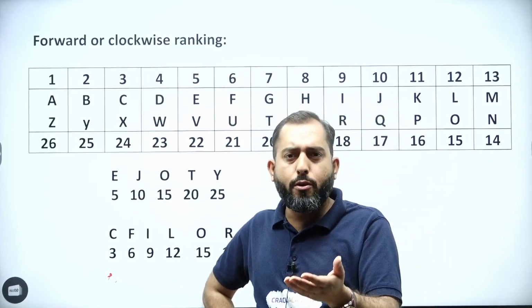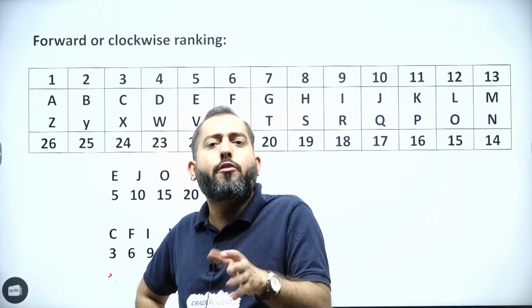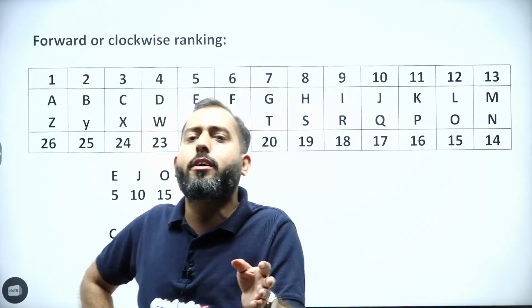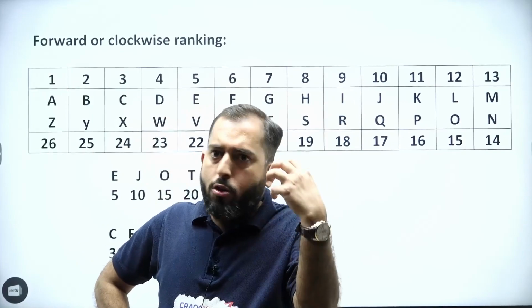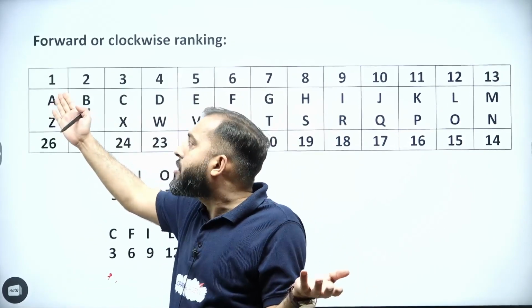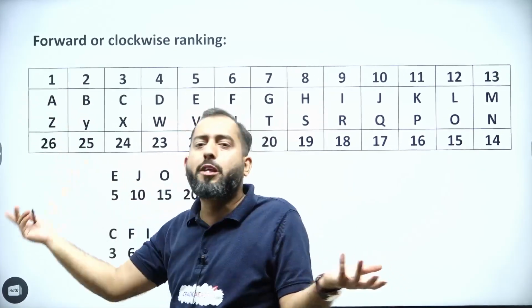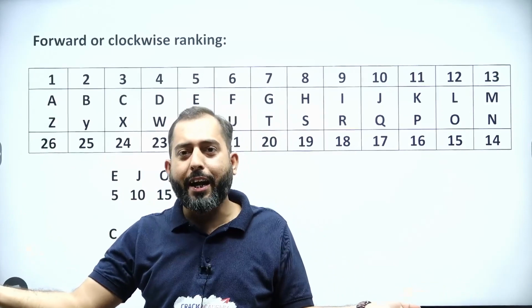And there are a few letters for which you don't need any kind of trick to remember their position. For example, you don't need any trick to remember the position of A. Similarly, you don't need any trick to remember the position of Z.